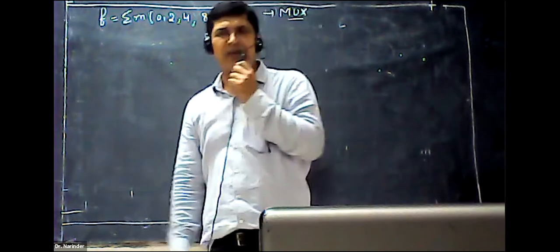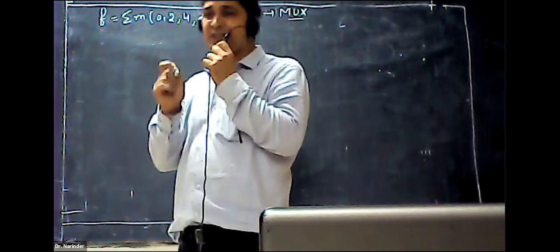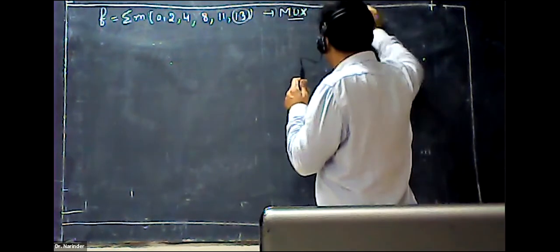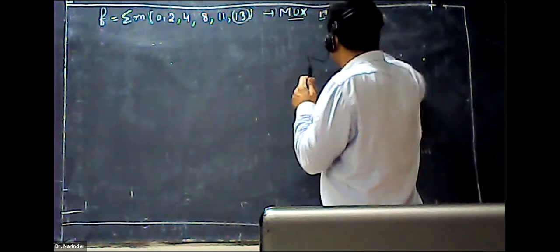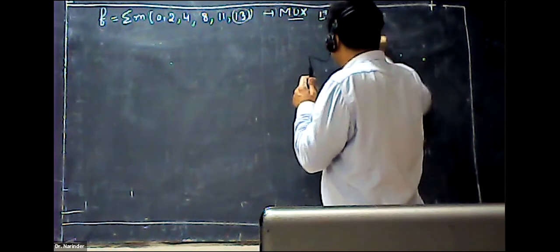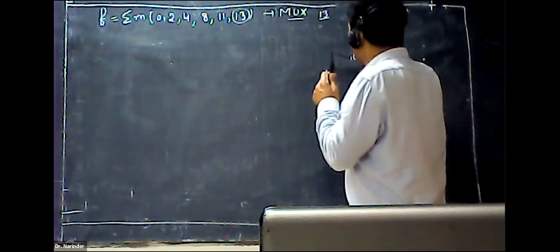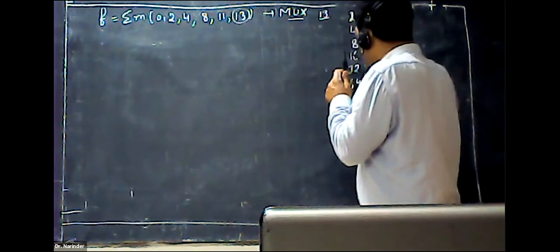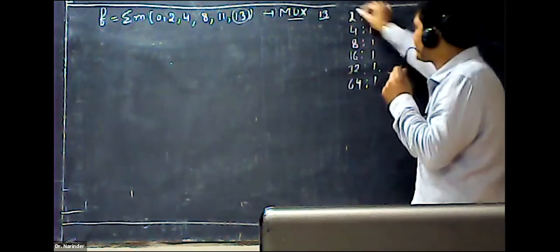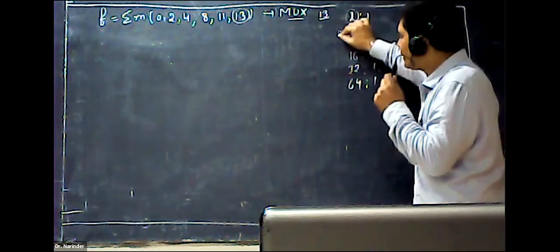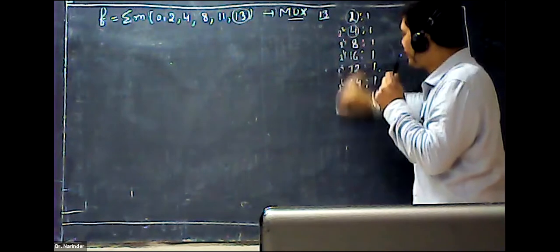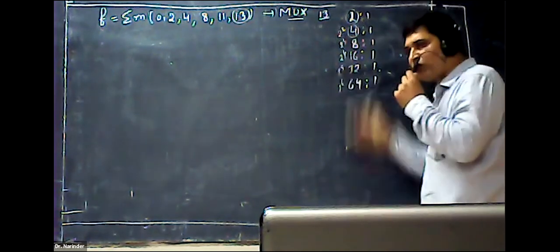First of all, you have to identify which multiplexer is required. The maximum value is 13. So the multiplexers available are 2:1, 4:1, 8:1, 16:1, 32:1, 64:1. What have you observed from this pattern? These are powers of 2: 2 raised to power 2, 2 raised to power 3, 2 raised to power 4, 2 raised to power 5, incrementing in powers of 2.